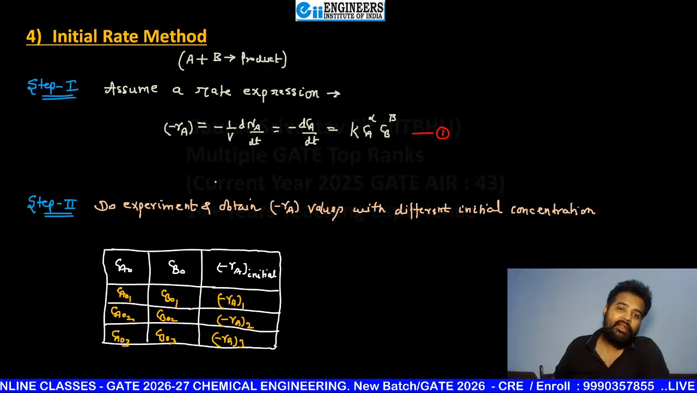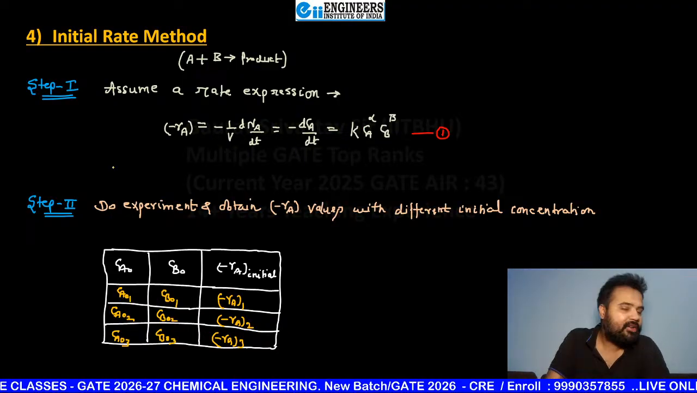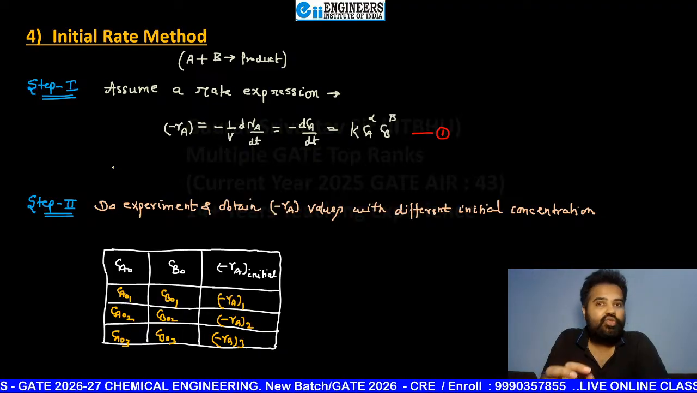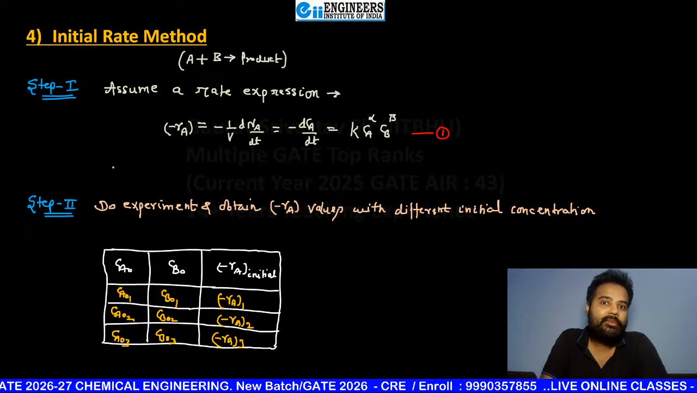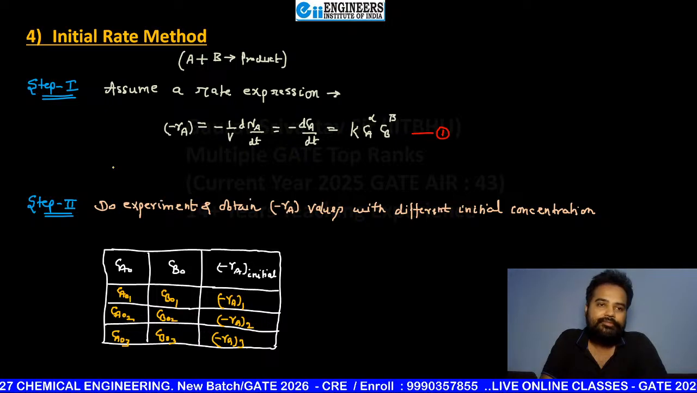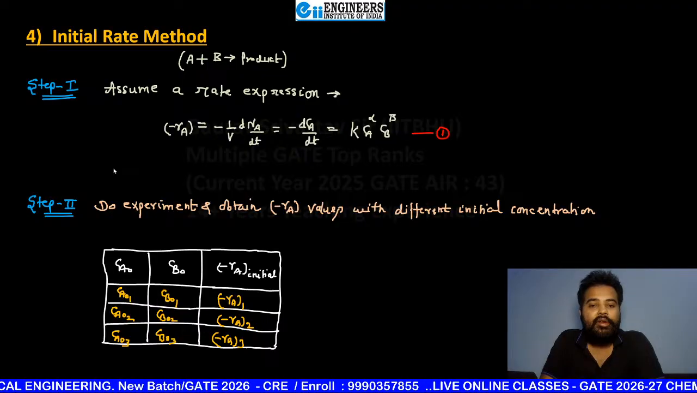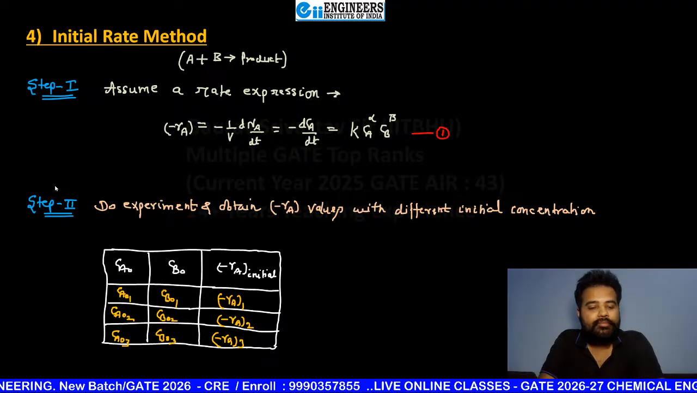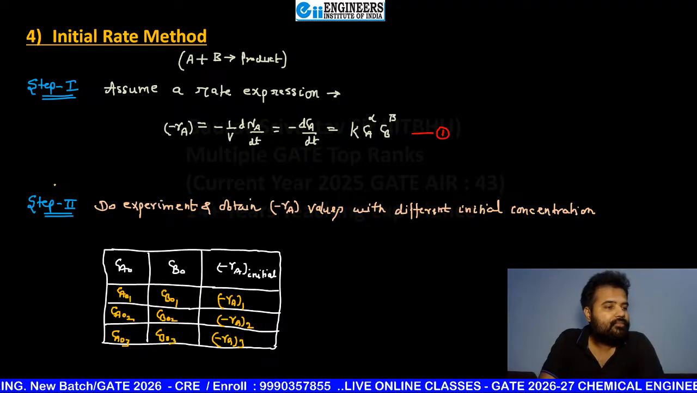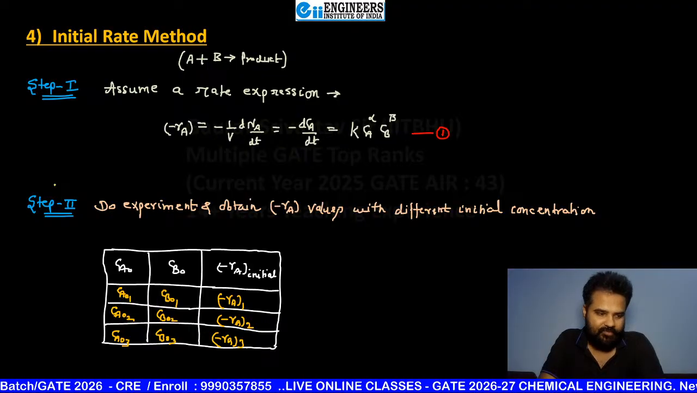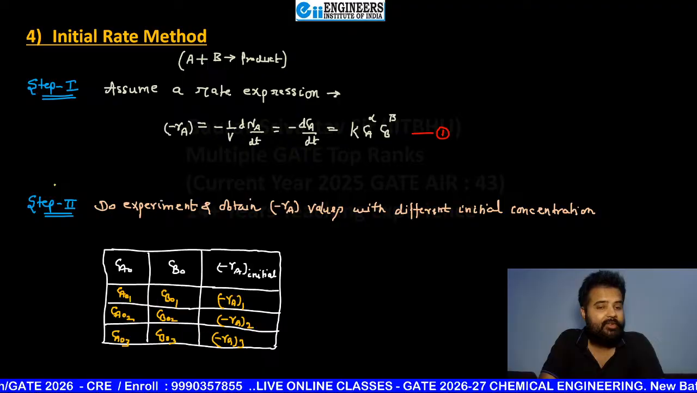So how many experiments? It will depend upon the number of unknowns of your reaction. My dear students, can you tell me in this equation number 1 how many unknowns are there that you need to search? How many unknowns are there? Everyone, I want a comment from each and every student.